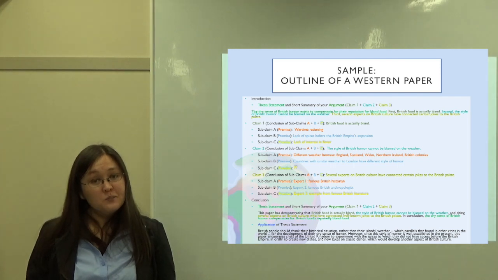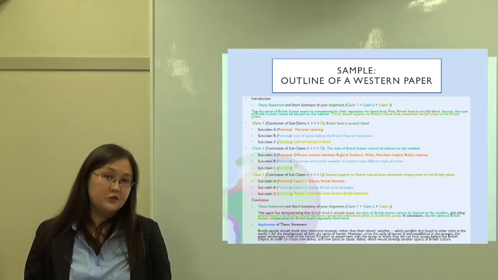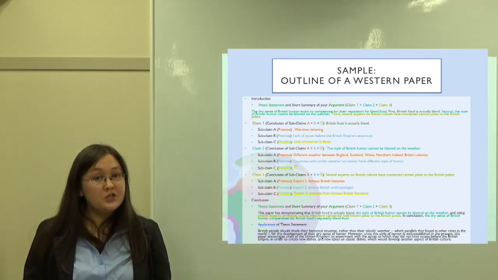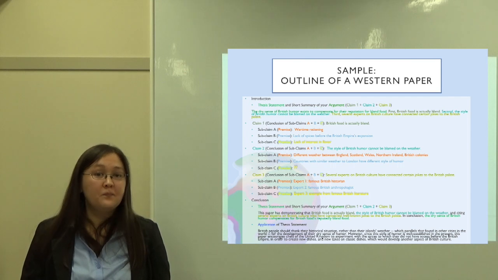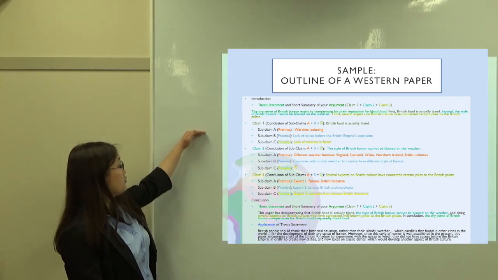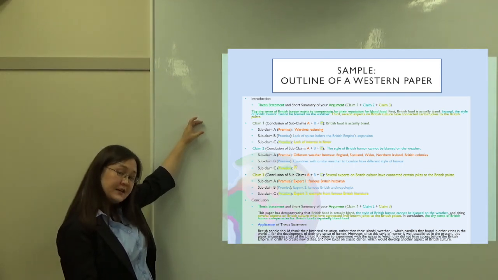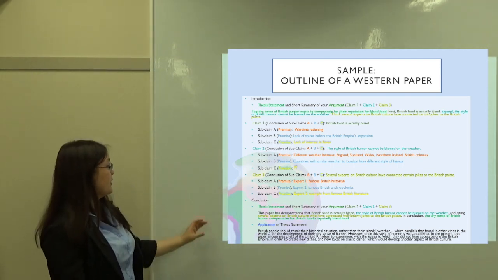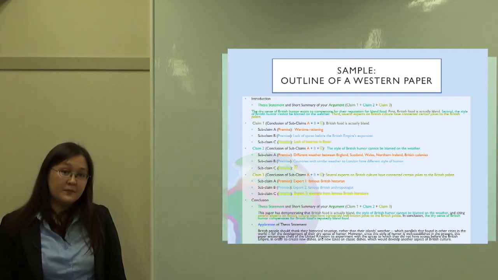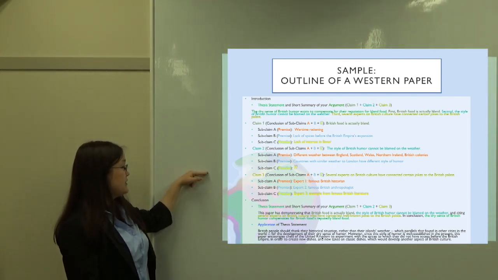Lack of spices before the British Empire could be a reason that British food is bland. Lack of interest in flavor by British people could be a reason that British food is bland. So these are the reasons to support Claim 1 that British food is actually bland. And then Claim 2, the style of British humor cannot be blamed on the weather. In order to prove that, we need some evidence.